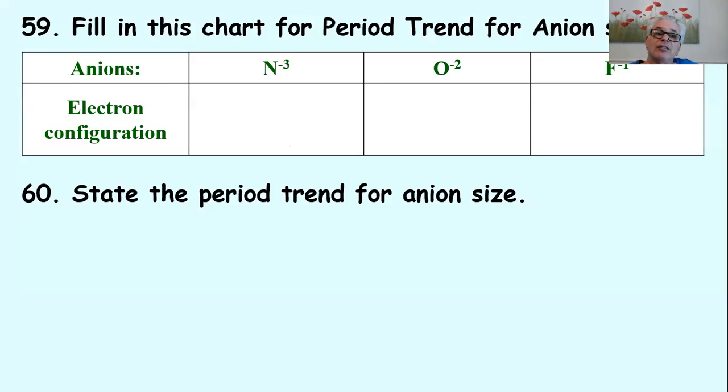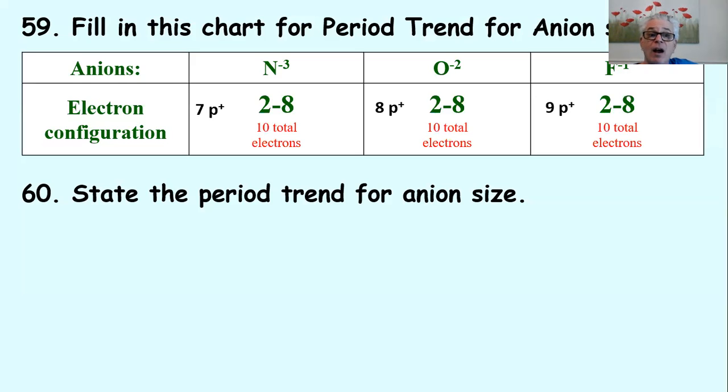Now, what about the anions? I picked nitrogen, oxygen, and fluorine, but you know, all the periods are going to work. The electron configurations, what are they? Well, for nitrogen, when it becomes nitride, oxygen is oxide, fluorine is fluoride. Nitrogen is going to gain 3 electrons, oxygen is going to gain 2 electrons, and fluorine is going to gain 1 electron. They all end up 2-8, 2-8, 2-8. They all end up isoelectronic to neon.